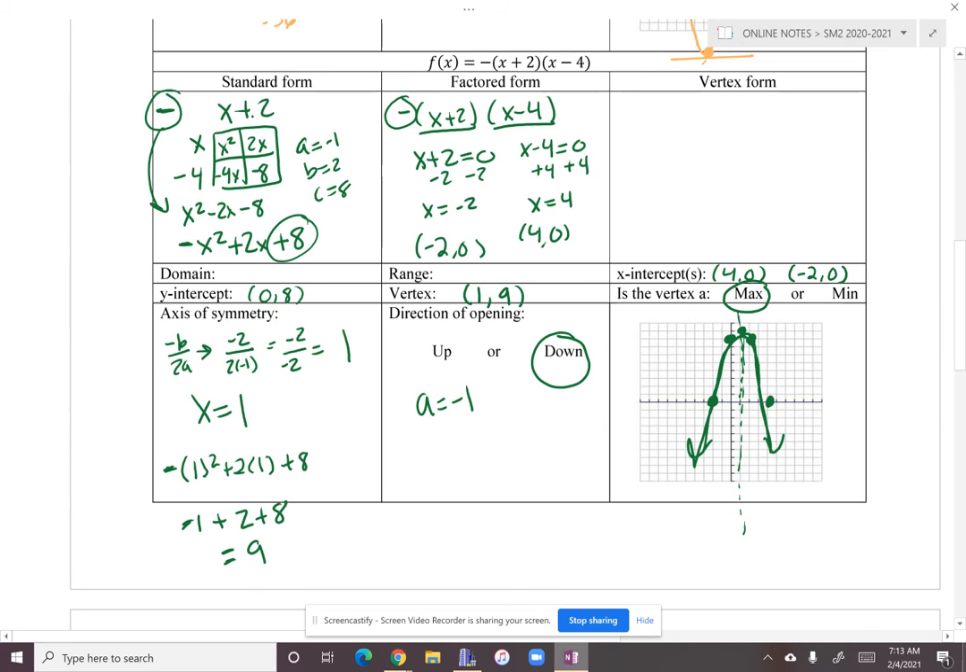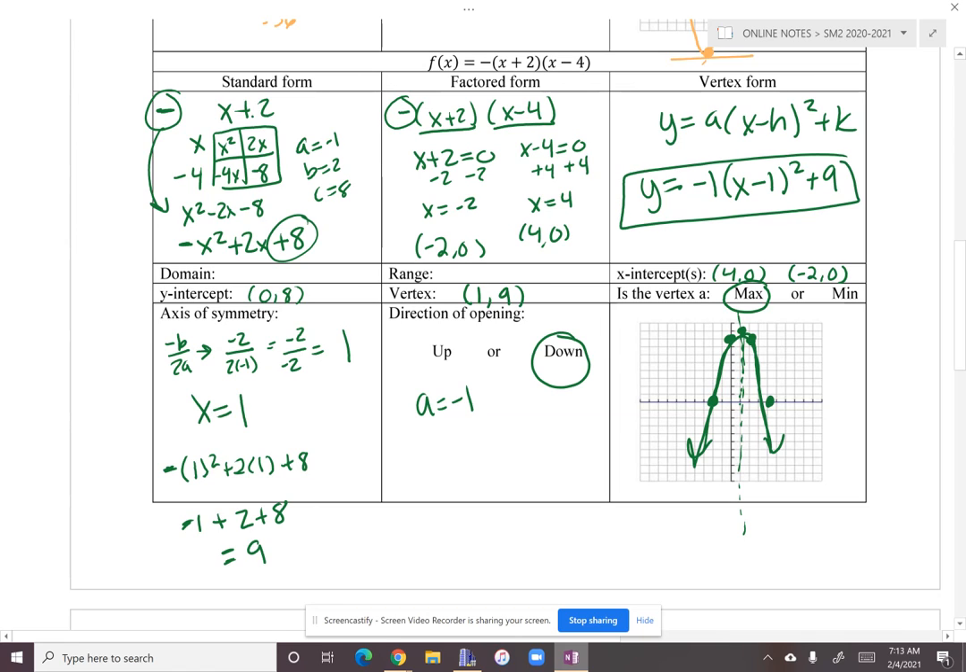And vertex form then, remember y equals a times x minus h squared plus k, where h and k are the vertex. So my vertex form is y equals negative 1, because that's a, times x minus 1 squared, because we change the sign of the x value of the vertex, and then plus 9. The last thing I have to answer is the domain and range. The domain is from negative infinity to infinity, and the range is from the bottom of the graph, negative infinity, to the top of the graph, 9. Pretty simple. I think we're getting it. Keep working.